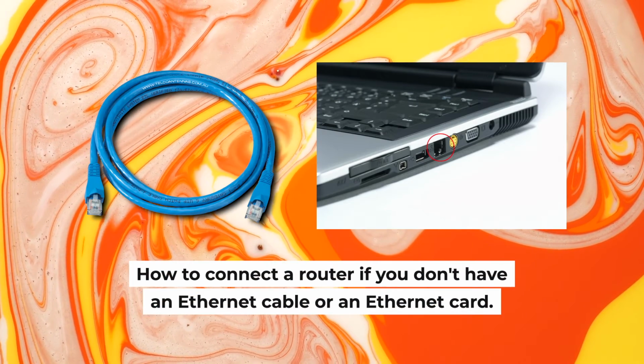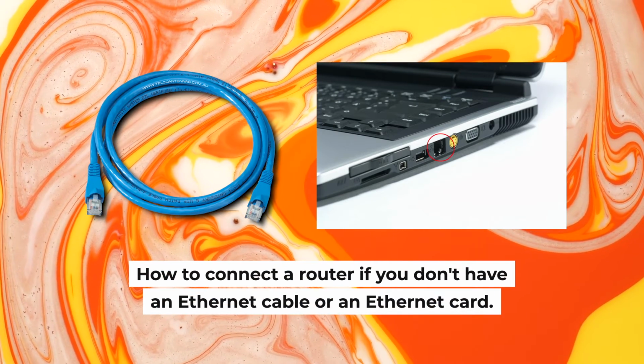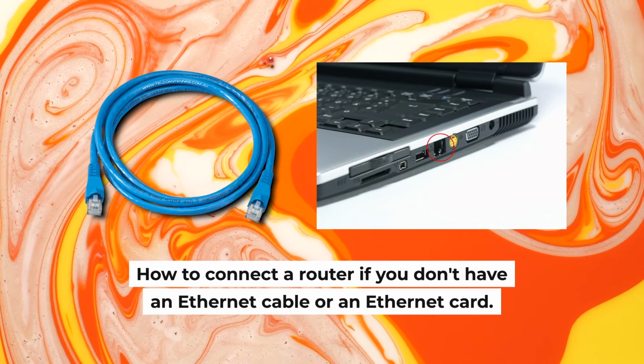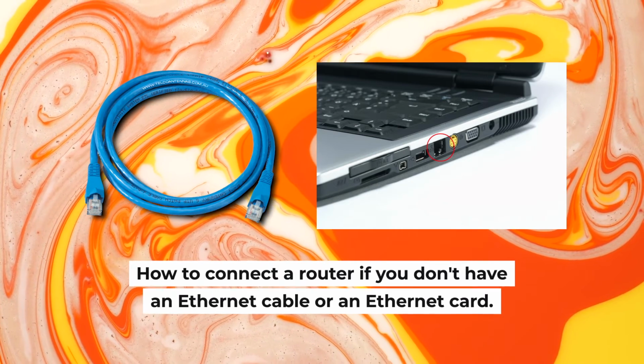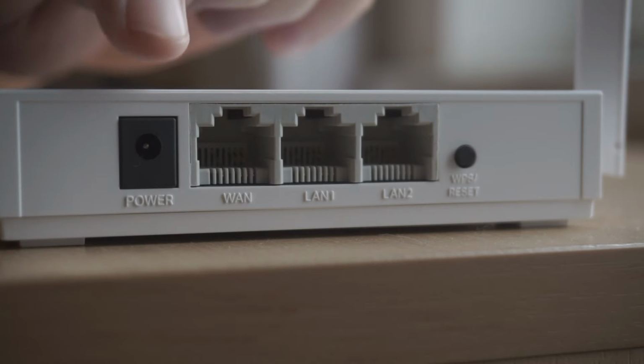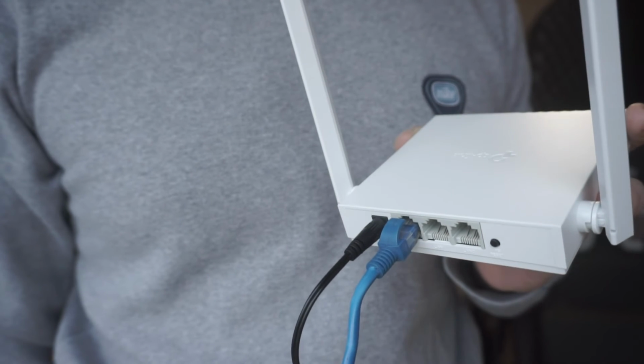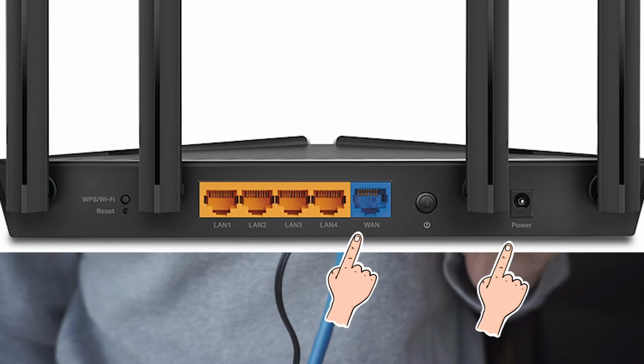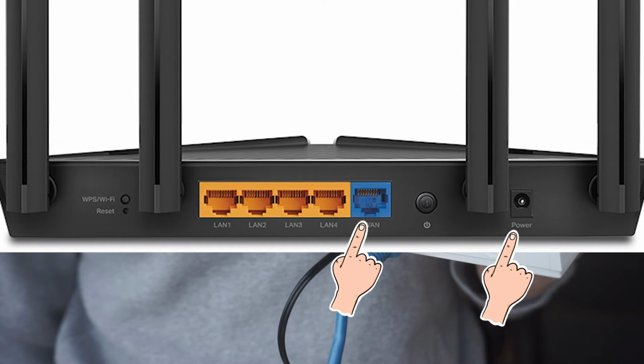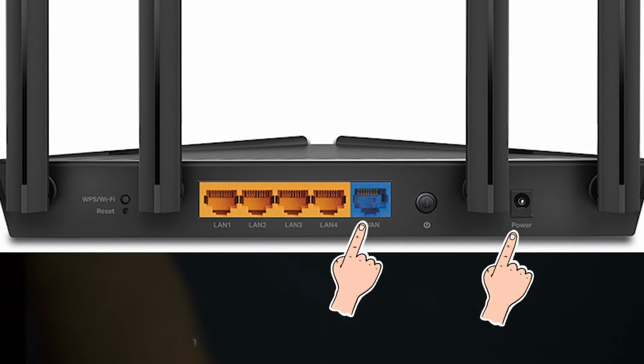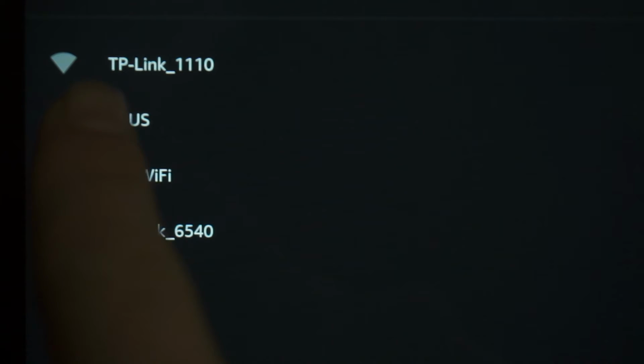But first, I will show you another method how you can connect the router if you do not have an Ethernet cable or your computer does not have an Ethernet port. All you need to do is connect the router with the power adapter and the cable of your internet provider. When you do this, your router will immediately distribute Wi-Fi, but the internet will not be available.